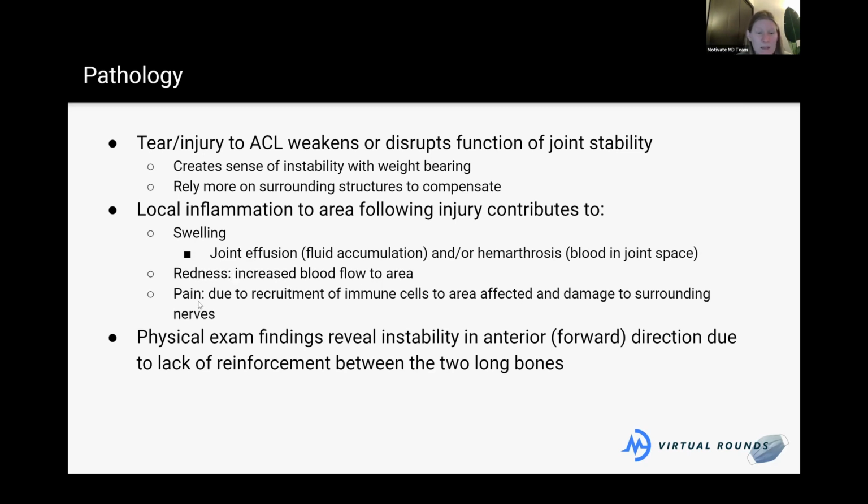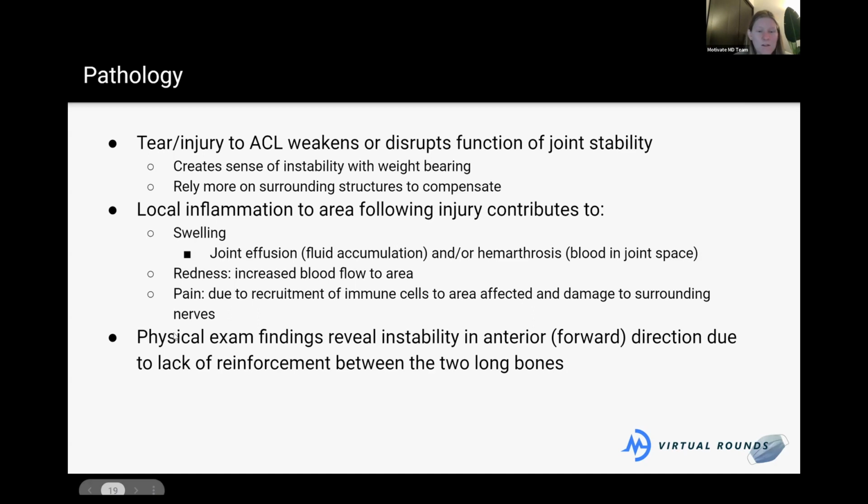And then of course, pain, it's going to hurt. That can be due to the recruitment of those immune cells to the area and also just damage to the surrounding nerves. So these ligaments do have their own innervation also. And so if you have an injury to them, then the nerves are going to send pain signals to your brain, and all of that is going to contribute to pain.